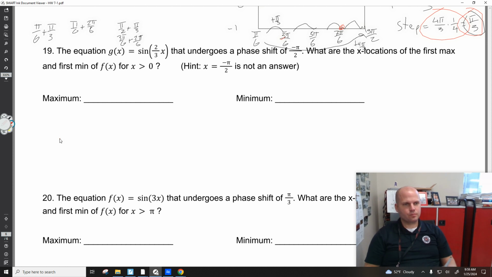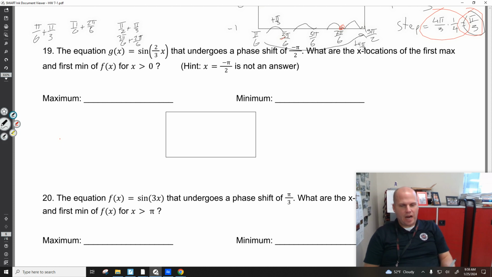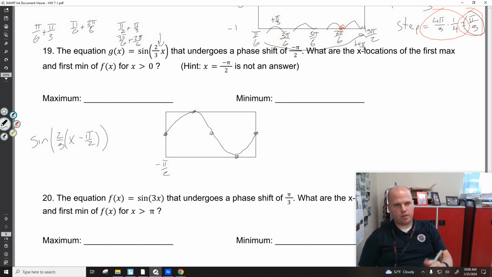This is the same deal where we're really focused on the graph of a period. We're focused on the fact that I'm shifting left pi over 2. I go up, mid, down, mid over the course of whatever my period is. My period is adjusted because of the horizontal dilation. Okay. My graph is 2/3 x minus pi over 2. But whatever, that doesn't matter. Let's just focus on the period.